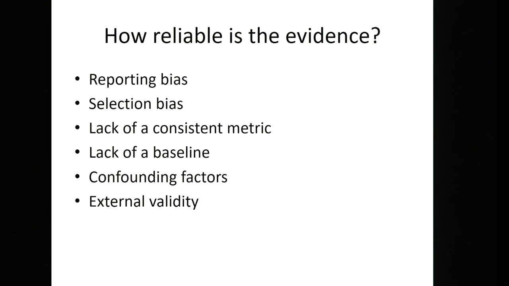Confounding factors: are things co-varying? Is it possible to measure what's happening to the outcome variable without something else changing at the same time? You're trying to understand whether it's X or Y, but X and Y seem to be co-varying. How do we manage that situation? It's very difficult.